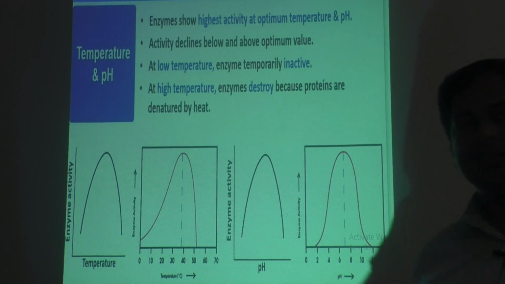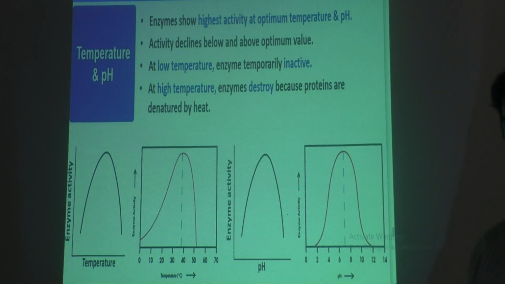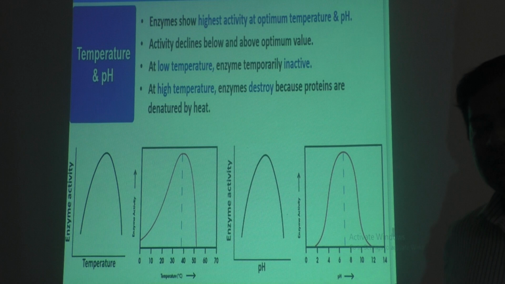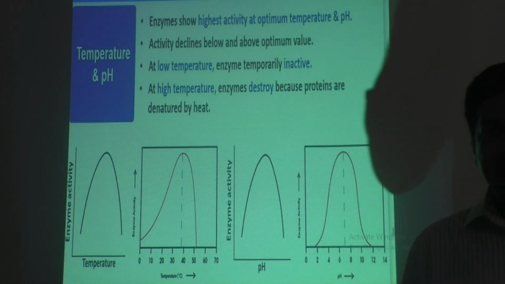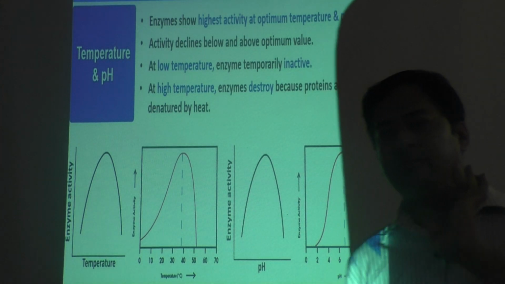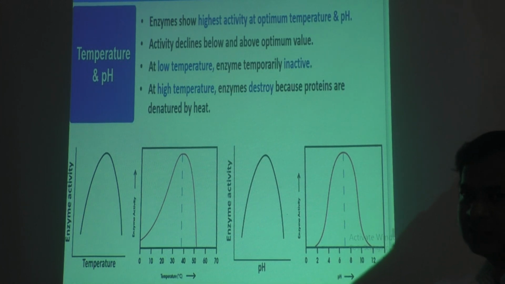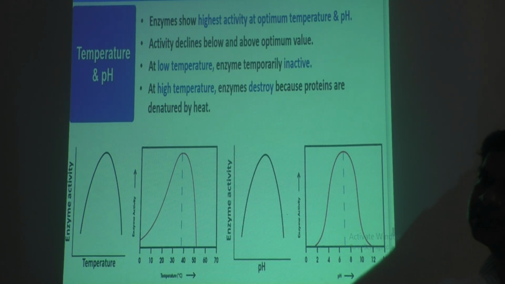I'll give an example. Suppose the enzyme requires 8 degrees Celsius. That is the optimum temperature required. Then less than 8 and more than 8 degrees Celsius will disturb enzyme activity. So 8 degrees Celsius is optimum. pH is also the same. Suppose 6.0 pH is optimum, then less than 6 and more than 6 will disturb enzyme activity.